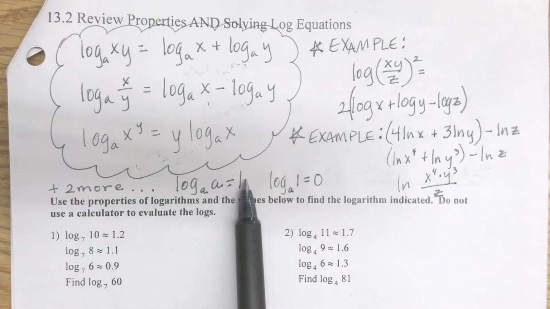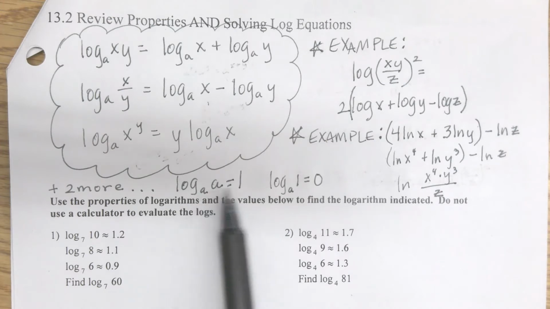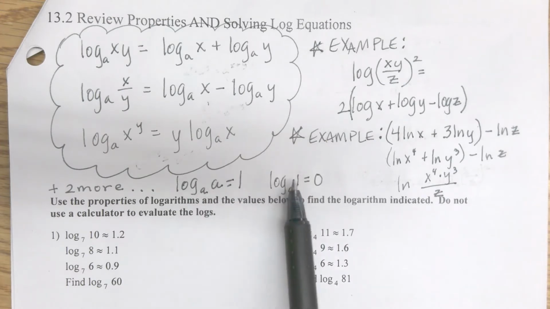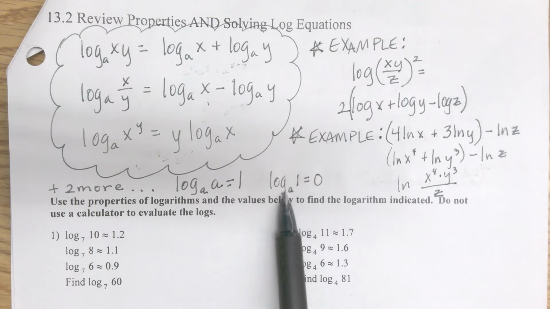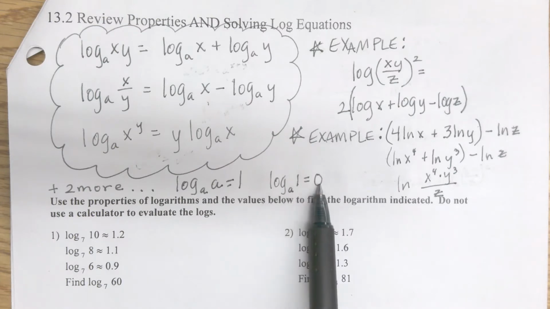a to the first power is a, 7 to the first power is 7, a to the 0 power is 1, 10 to the 0 power is 1, whatever, it doesn't matter what the base is. If it's log of 1, it will always be 0.